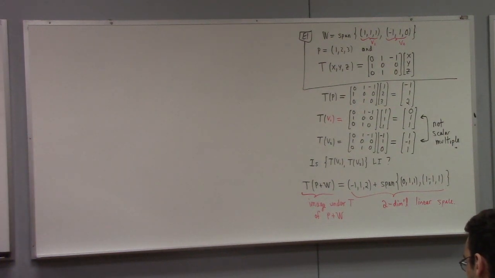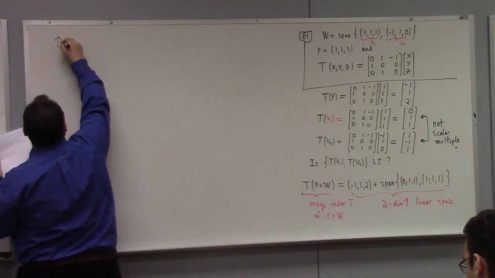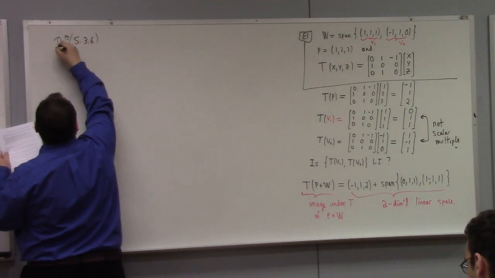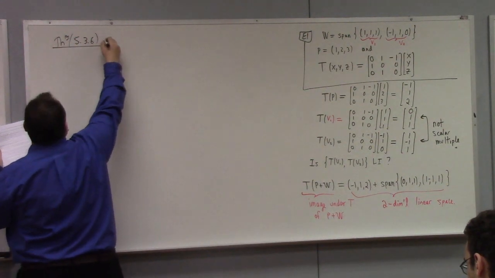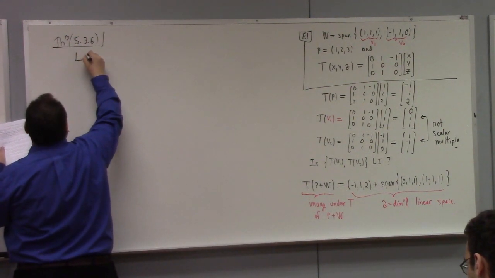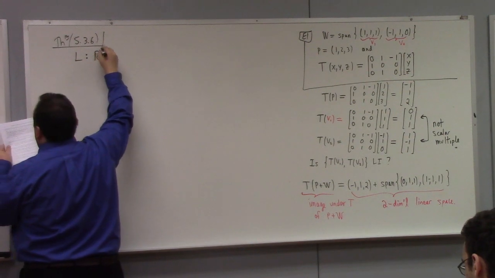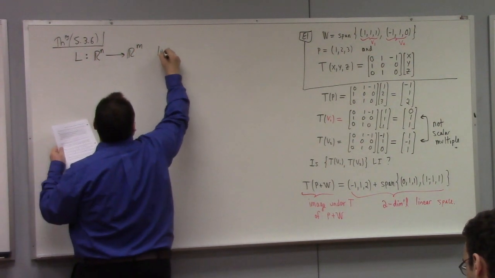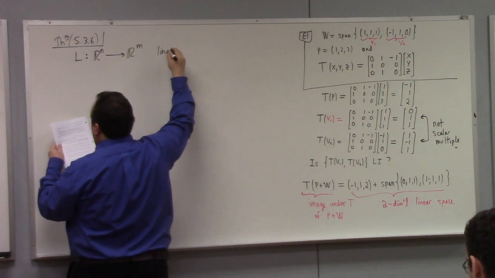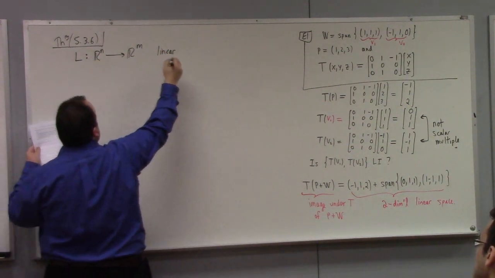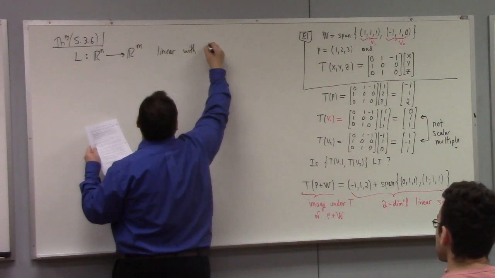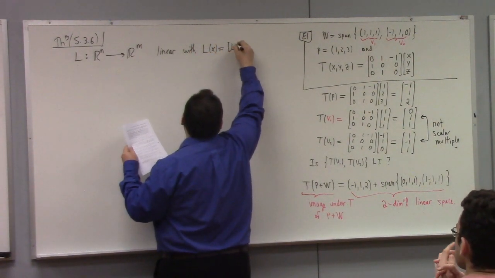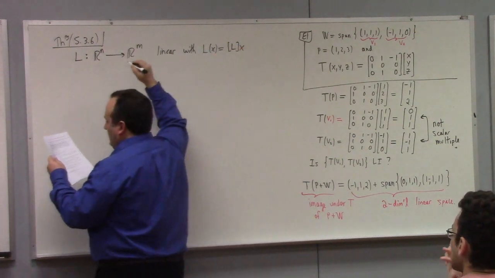Here it is. Theorem 5.3.6, really the main event for today. If we have L, a linear transformation from Rn to Rm, with the usual L of x equal to the standard matrix of L times x, right?